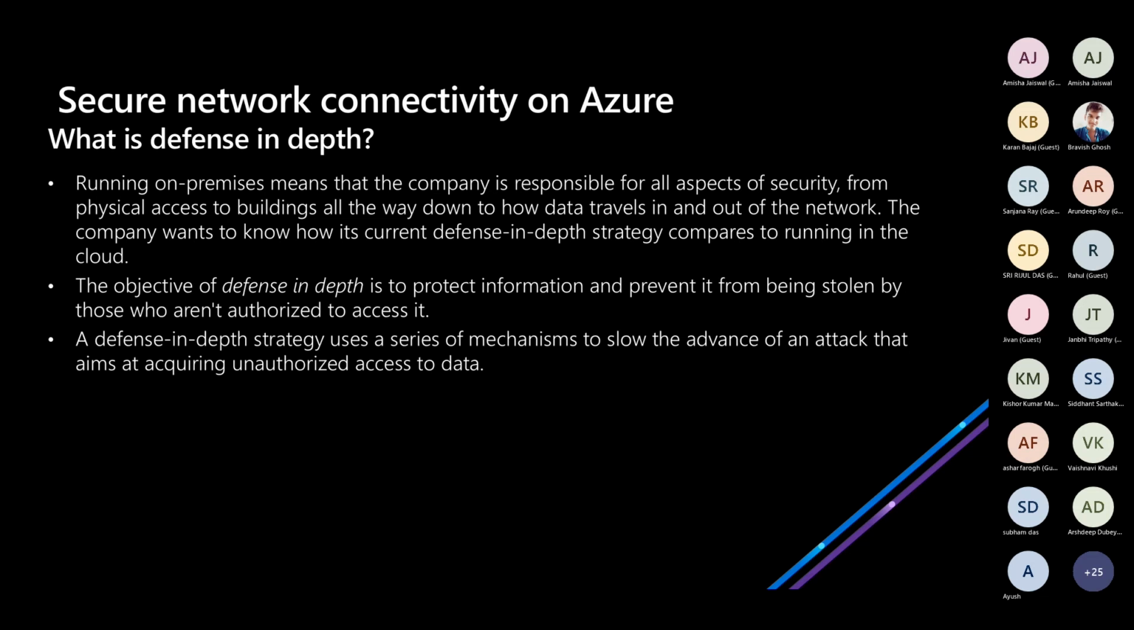The objective of defense in depth is to protect information and keep it from being stolen by those who aren't authorized to access it. A defense in depth strategy uses a series of mechanisms to slow the advance of an attack that aims at acquiring unauthorized access to data.